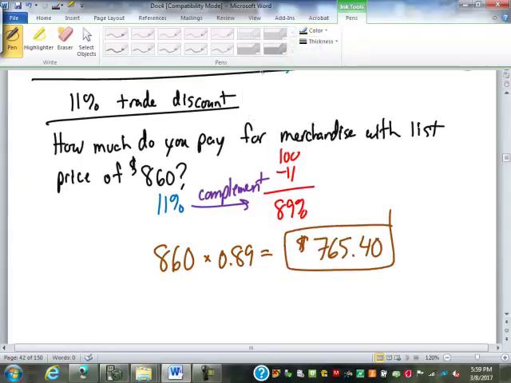How many of you had that? Okay. I was just a little short of time. Anybody not sure how we got that wants me to go back over it?